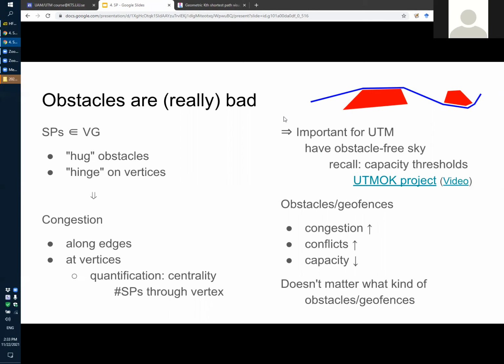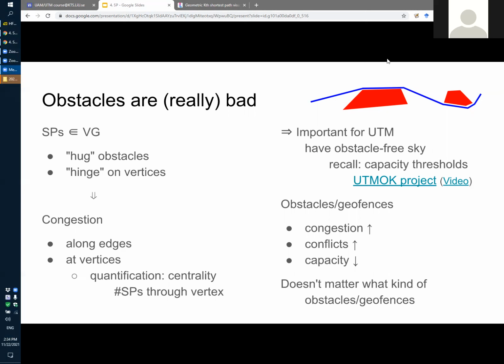But anyway, on a single flight level, you have all this flexibility, lots and lots of free space, but everybody wants to be efficient. Everybody wants to fly the shortest path. And if everybody does, then there is a lot of congestion that is created along the features, the edges, and the vertices of the visibility graph.